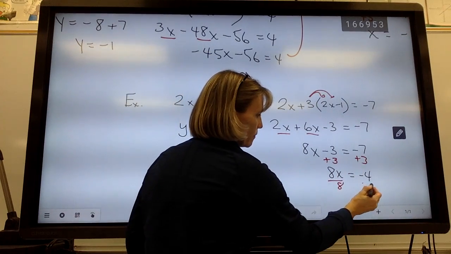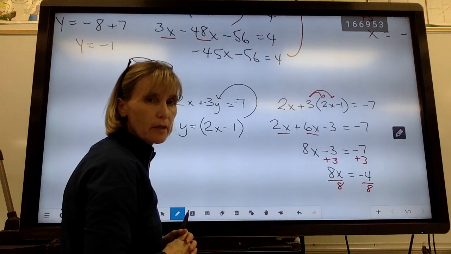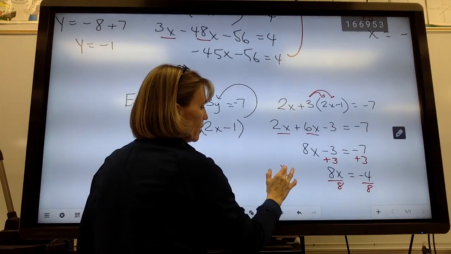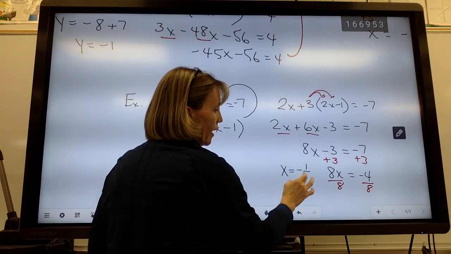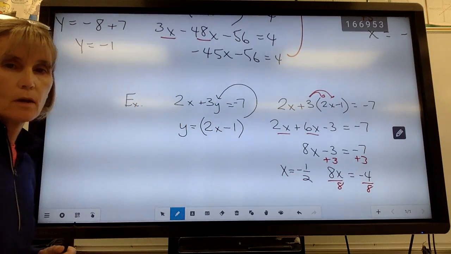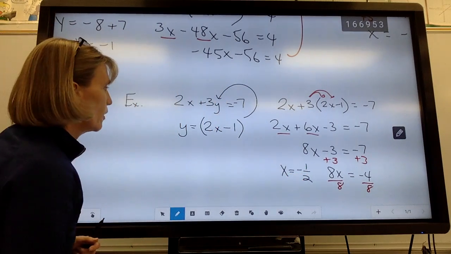If I divide by 8, now don't get in a hurry and try to tell me that's negative 2. That's not a negative 2. X is equal to negative 4 divided by 8, which is negative 1/2. Okay, that's a fraction, so I'm going to write my answer as a fraction, negative 1/2.